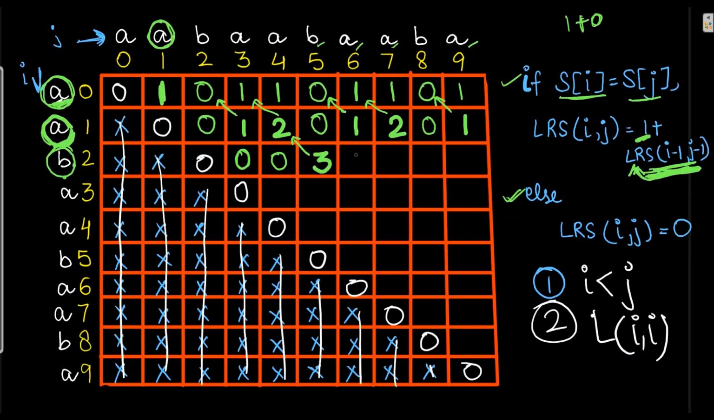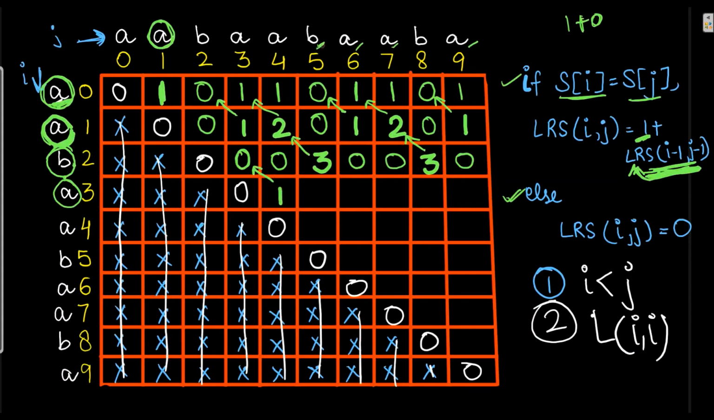Similarly, B is not matching with A, nor A. Then B is matching with B? Yes, 1 plus the diagonal element, and here we got 3. Is B matching with A? No, so 0. Now I'll be checking for A. Is A matching with A? Yes, so I'll be taking 1 plus the diagonal element, which is 0, and here I got 1.